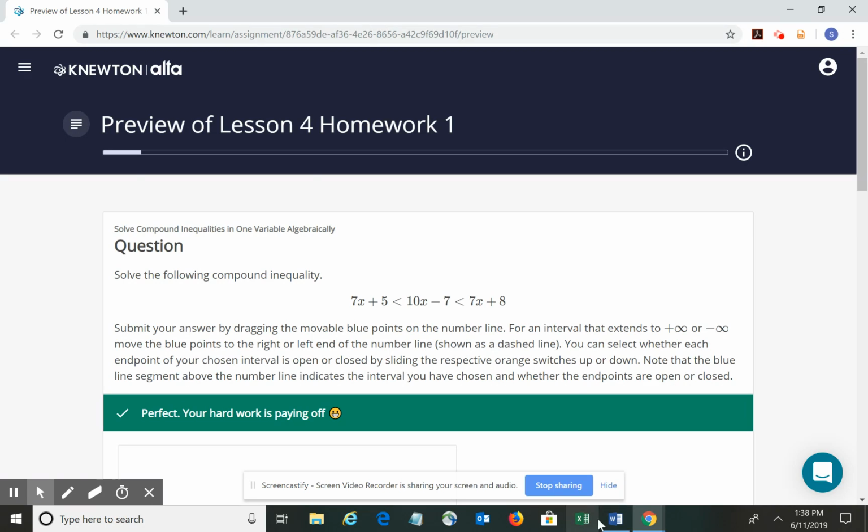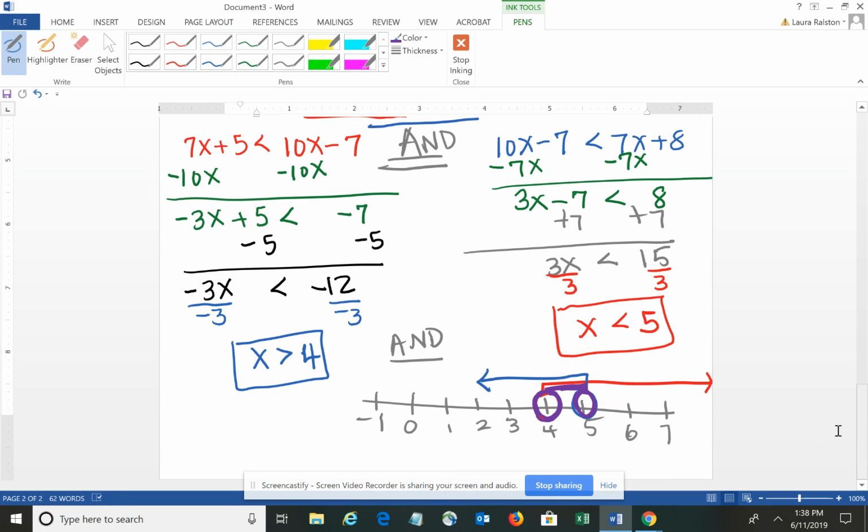Okay, all right. Hopefully that'll help you as you prepare for your midterm exam, because you will see some problems similar to these inequalities on the midterm.